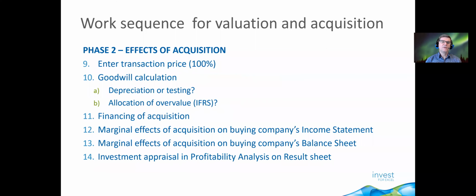Phase two is then that we will enter a price for the shares, price paid for the shares, assuming the 100% price, although we buy any smaller amount. Then we can make a goodwill calculation, and for the goodwill we either depreciate, or if we use international accounting standard, we just test the value. But in that case, we need to allocate the overvalue as much as possible to different assets.